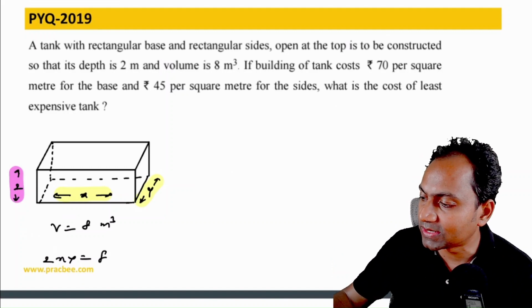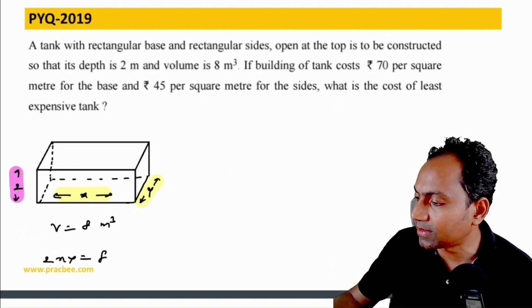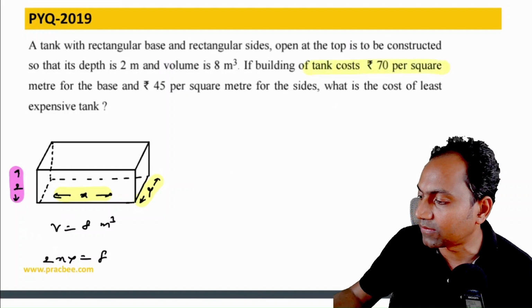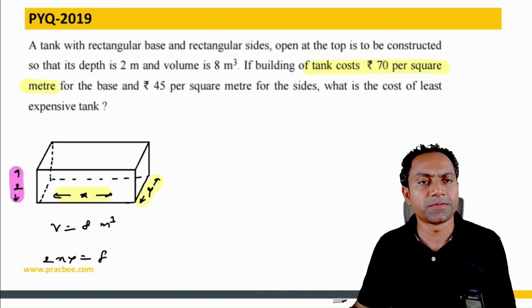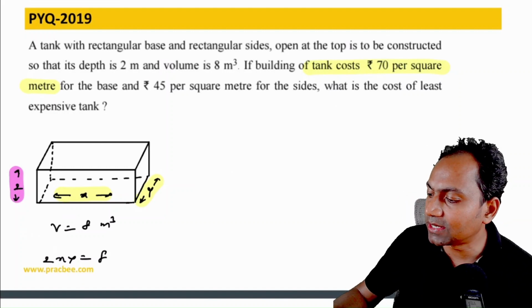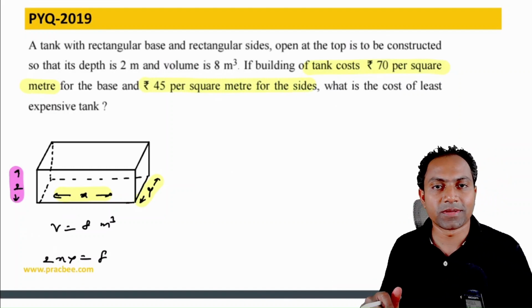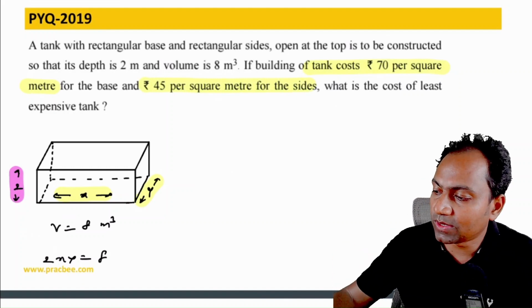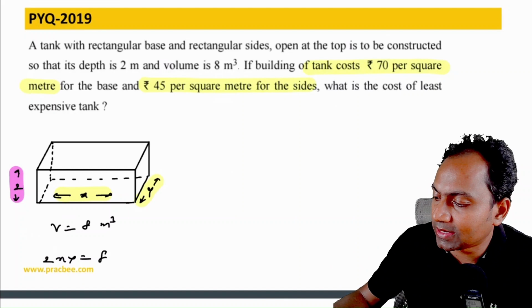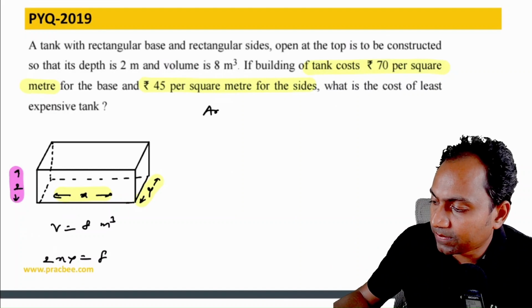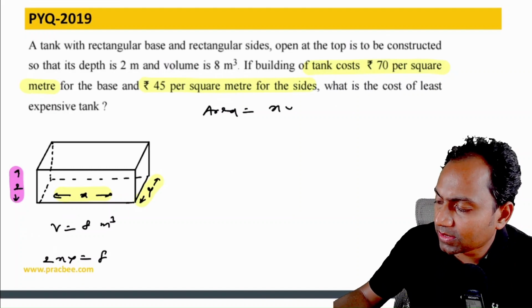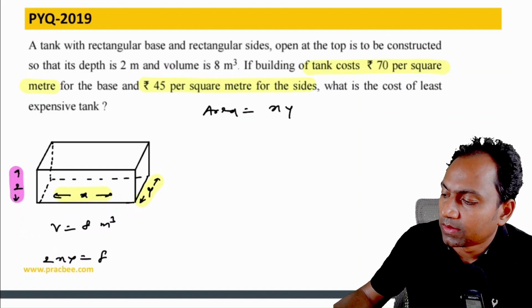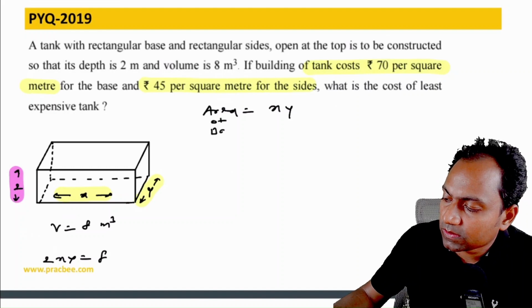And then there are different costs they have given. What they have given is basically, if I construct the base of the tank, it costs 70 rupees per square meter. And if I construct the sides, it requires 45 rupees per square meter. And so there are variable costs. So now let us first write the area of the base. If I write the area of the base from this diagram, you can see that it is nothing but x into y. So this is area of base.